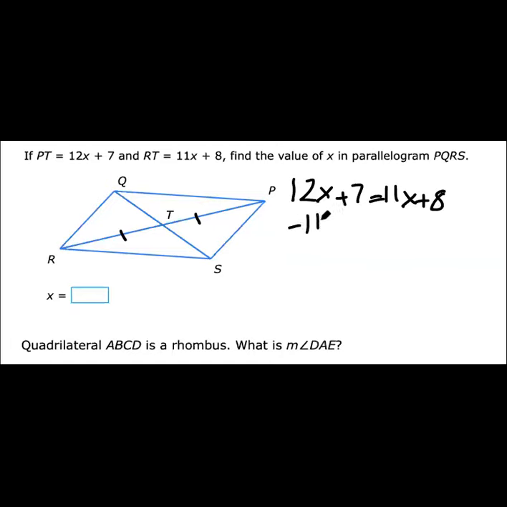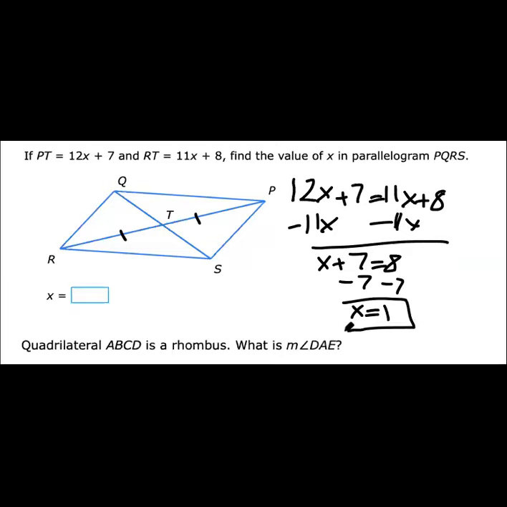Let's subtract 11x from both sides. And that's going to be x plus 7 is equal to 8. And then now I'm going to subtract 7 from both sides. That should be x is equal to 1.